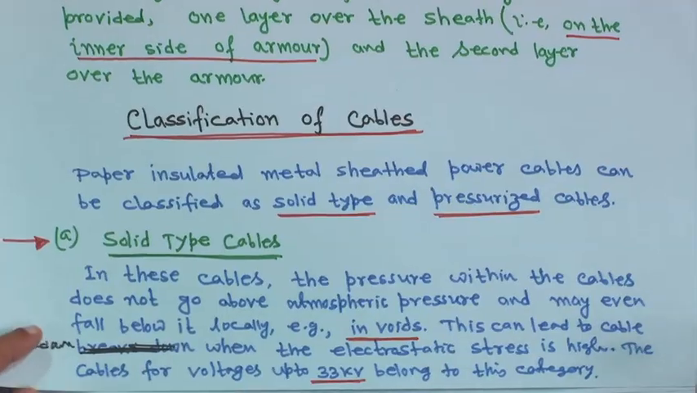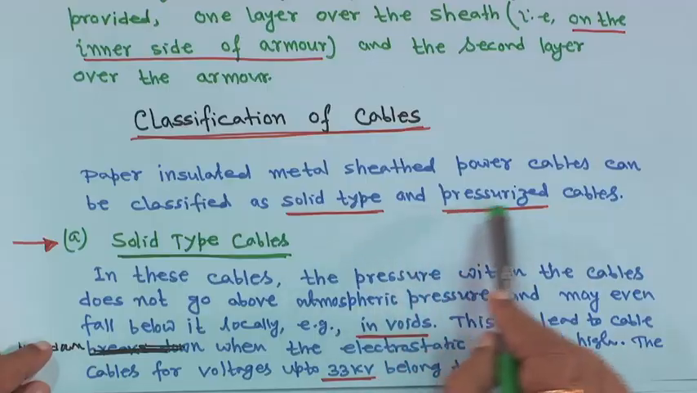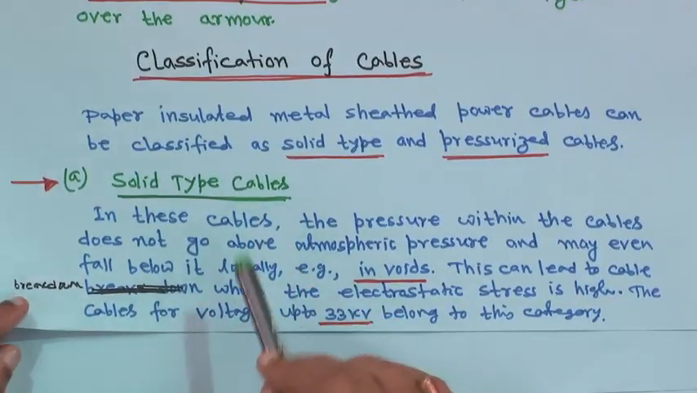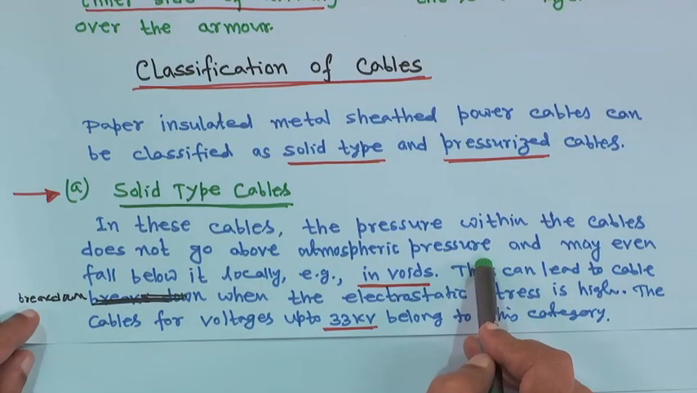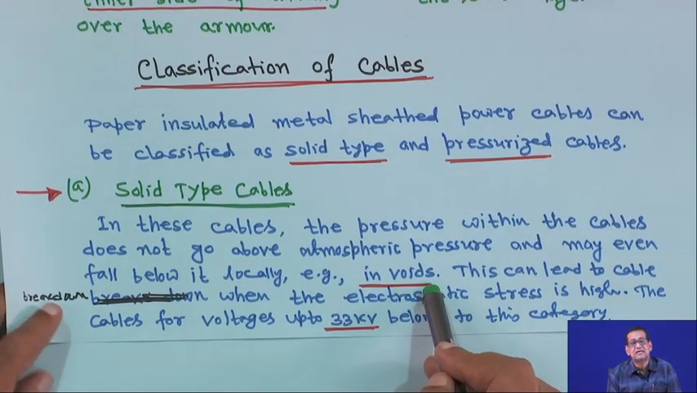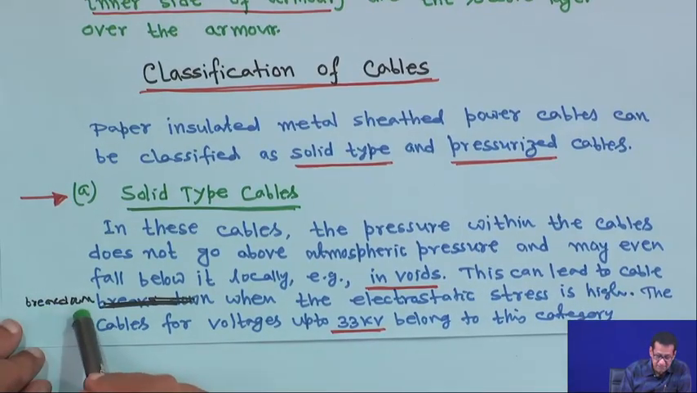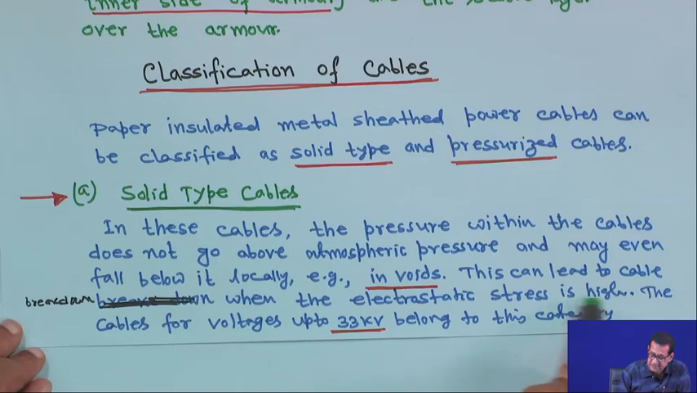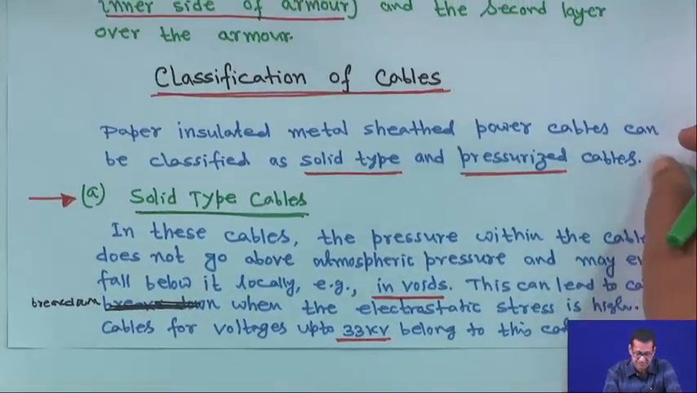Classification of cables. Paper insulated metal sheath power cables can be classified as solid and pressurized cables. First is the solid type cable. In these cables, the pressure within the cable does not go above atmospheric pressure and may even fall below it locally. For example, if void formation is there, the pressure will be less than atmospheric. This can lead to cable breakdown when the electrostatic stress is high. Cables for voltages up to 33 kV belong to this category. So, solid type cables are used up to 33 kV, right.